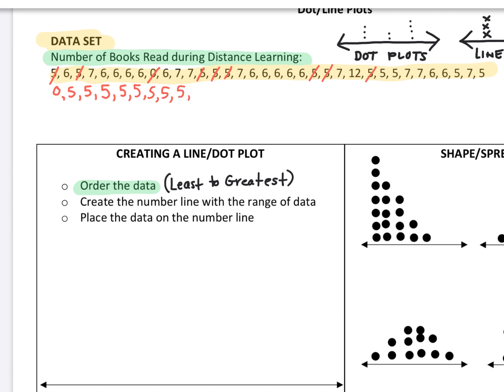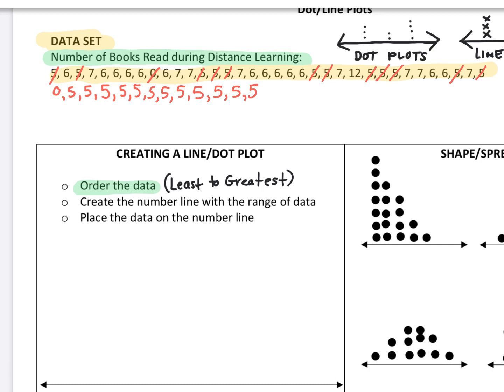You notice I'm just following the same pattern. I'm getting another 5, so I'm putting it here. And I see one last 5 at the end, so I will put it here. I don't scratch them out just in case I make some mistakes. I can go back and fix them.